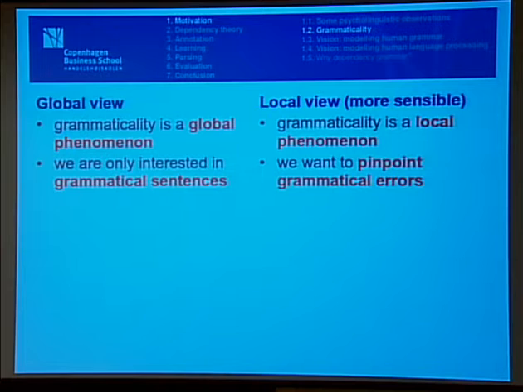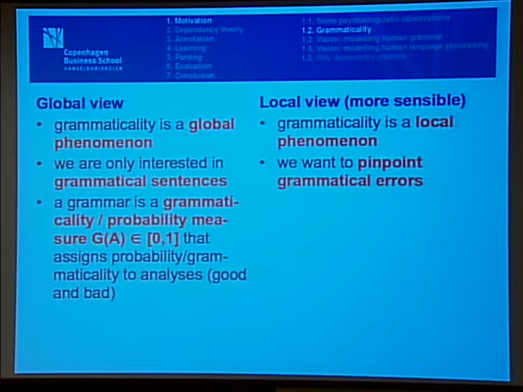So in the global view, a grammar is a grammaticality or perhaps a probability measure that assigns a number to every conceivable analysis A. So think of the huge space of conceivable analyses. A classical rule-based Chomskyan grammar is simply a measure that assigns the value 1 if it's grammatical and 0 if it's ungrammatical. Or it could be a probabilistic context-free grammar that assigns a probability to the entire sentence. And it could be both good and bad analyses.